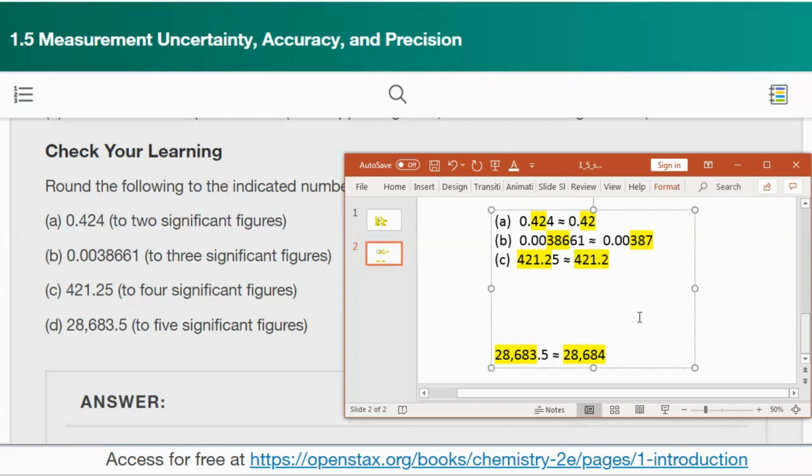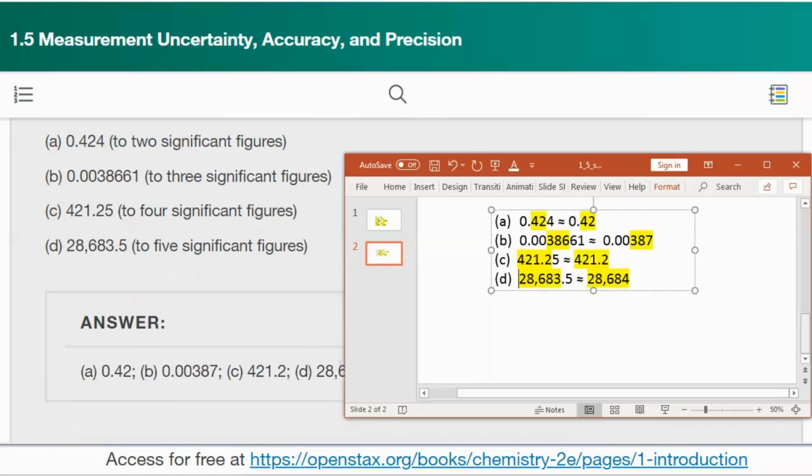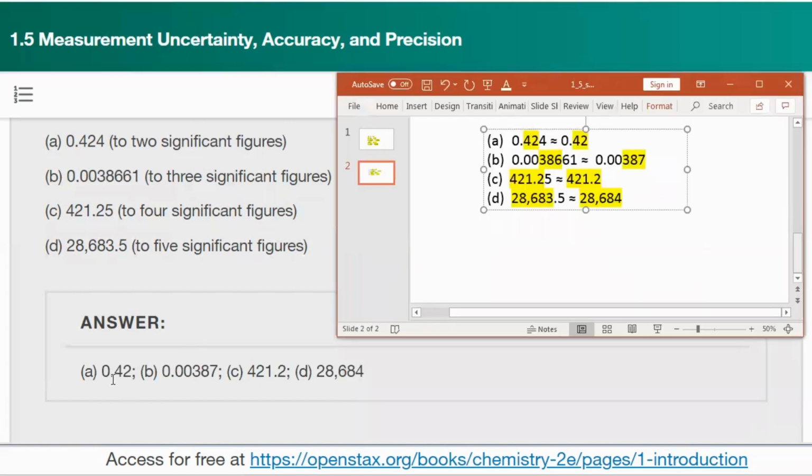And I accidentally already did D. So let's see the answers. The first answer is 0.42, which I got. The next answer is 0.00387, which I got. C is 421.2, and I got that. And D is 28684, and I got that. Okay, thank you for bearing with me.